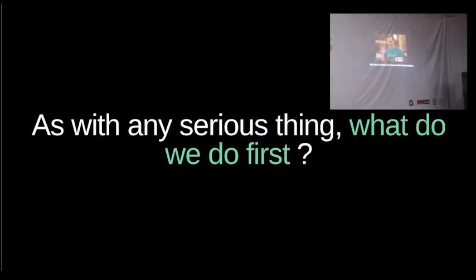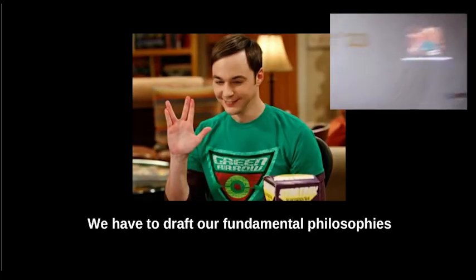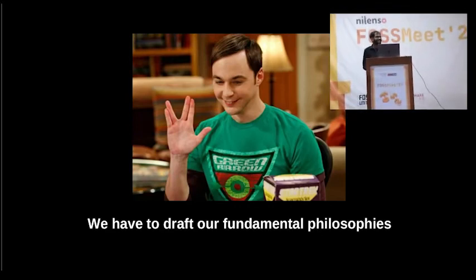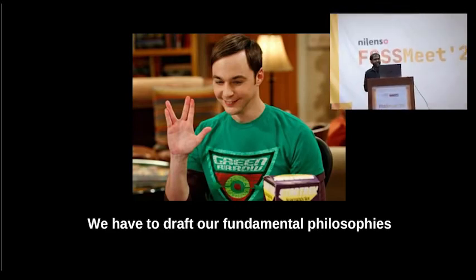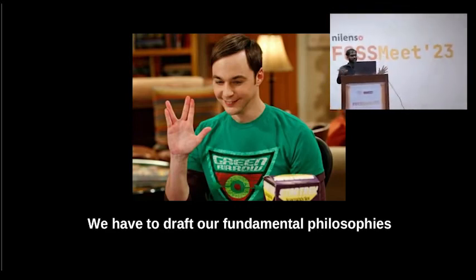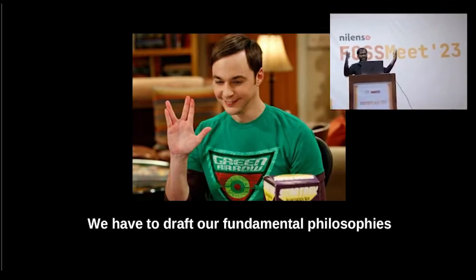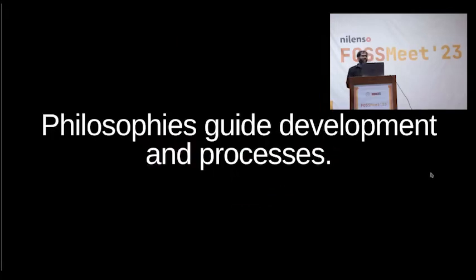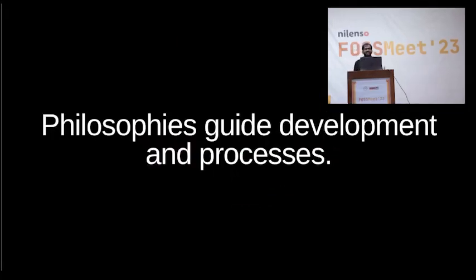What you have to do is draft our fundamental philosophies for open source projects. That's the first thing. Come on, Postman guys. Abraham just had an entire talk about the philosophy of Debian. That's also how we started. What you have understood is that philosophies guide development and processes. If you don't know what you're striving for, how can you strive for it?